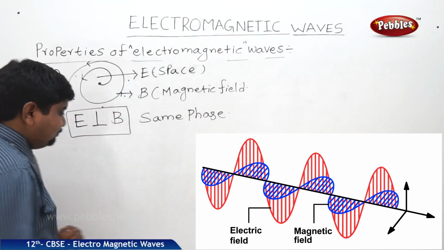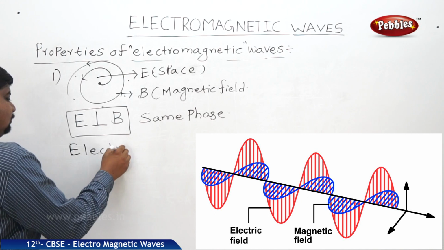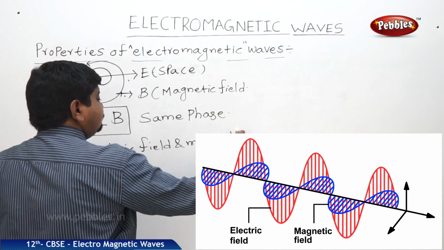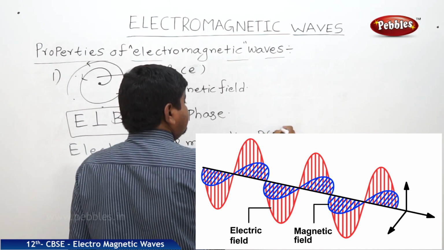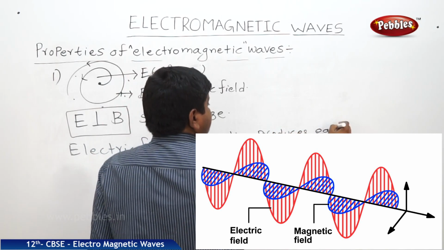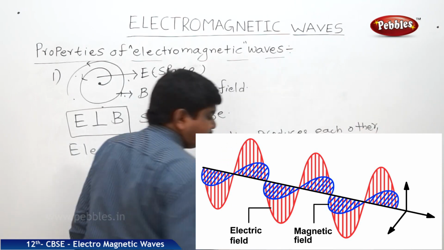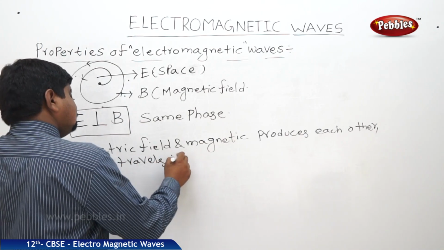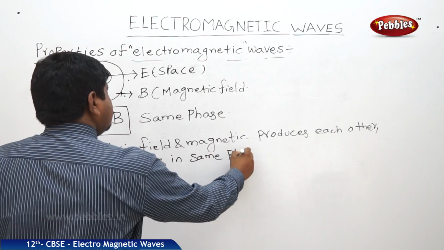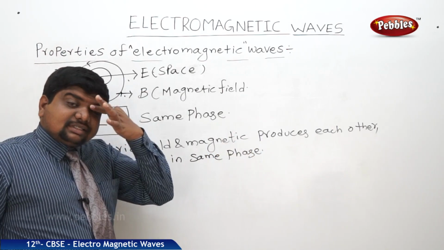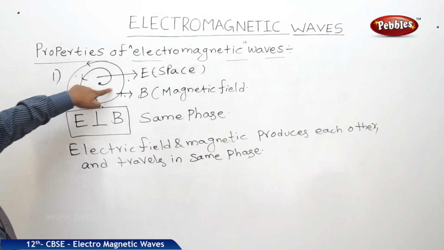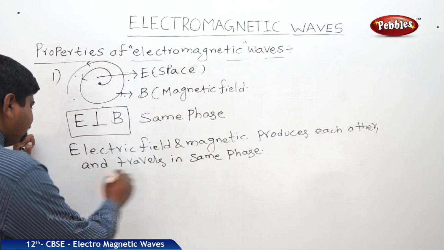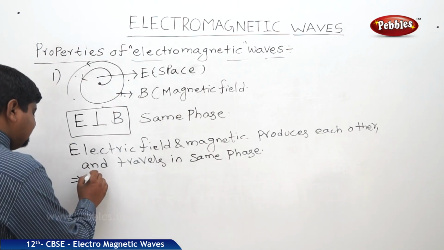This point is very, very important. That means electric field and magnetic field produce each other and travel in the same phase. Whenever it travels in the same phase, what we can understand is space produces the electric field and the circumference produces the magnetic field. And one more thing we can address here is the best example for the electromagnetic wave is light.